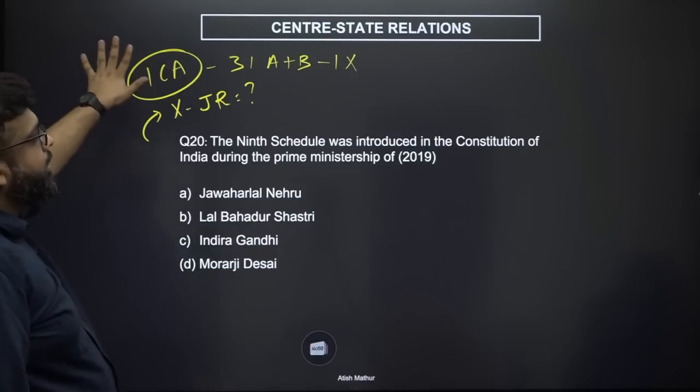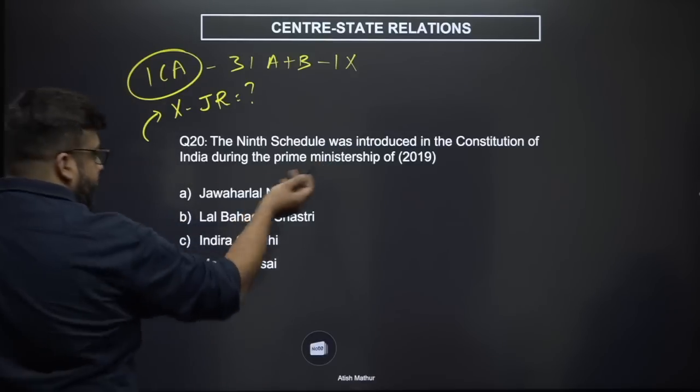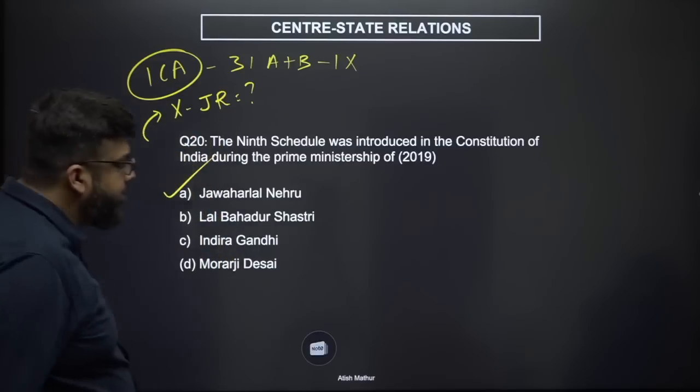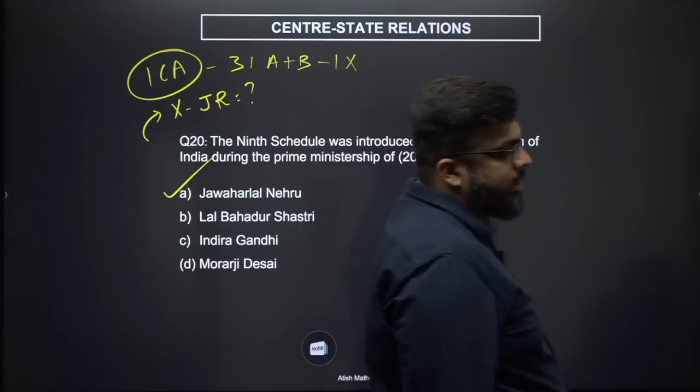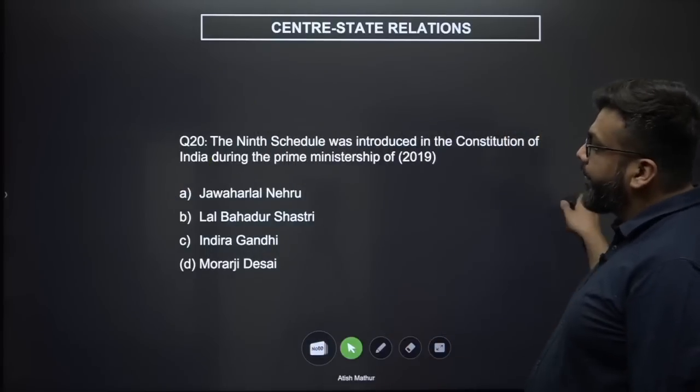This was done through the first constitutional amendment of 1951. Who was the first Prime Minister of India? Jawaharlal Nehru. The answer is clear as crystal. So this would be your answer for question number 20.